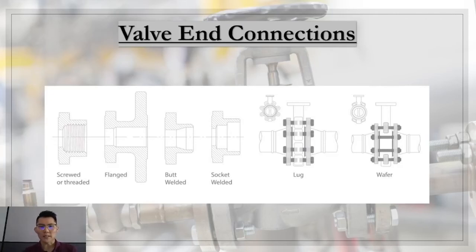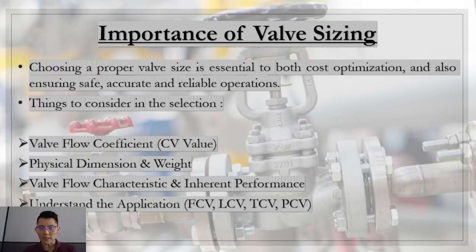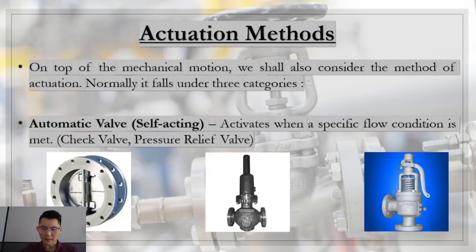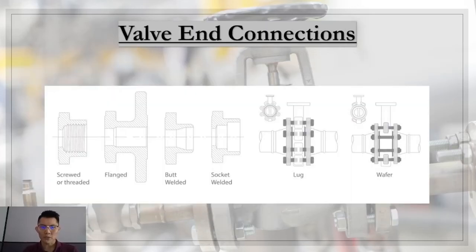Other than this, after we have selected the valve, you can see in this diagram that this one is using a flange type. So here we can have different types of valve end connections as well. On the leftmost, this is a screw type or threaded type. On the second left, this is a flange type. Then we have a butt weld valve, which is welding.